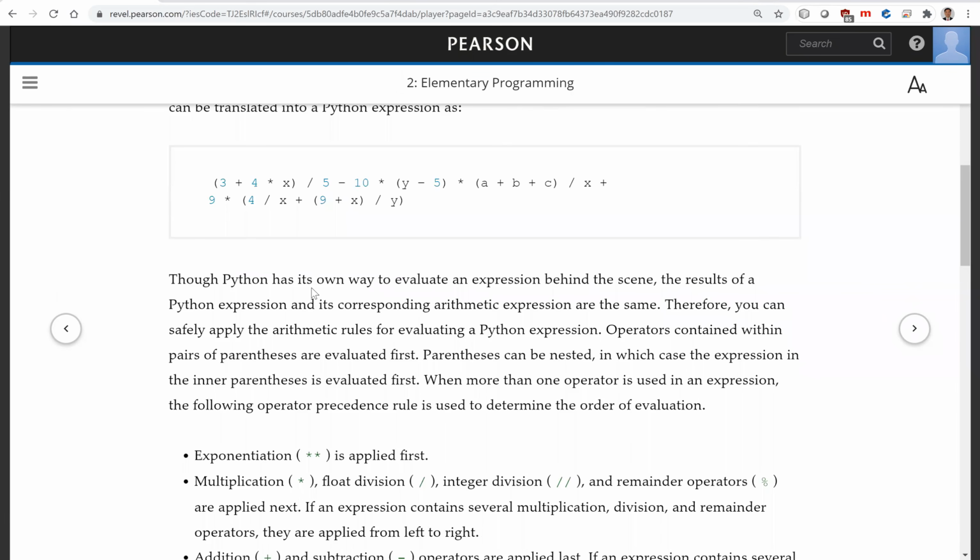Although Python has its own way to evaluate an expression behind the scene, the result of a Python expression and the corresponding arithmetic expression are the same. So that is really reassuring. You don't have to worry about what Python does behind the scene, it doesn't really matter, the result is going to be the same.